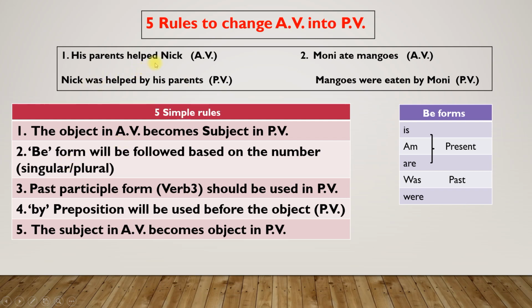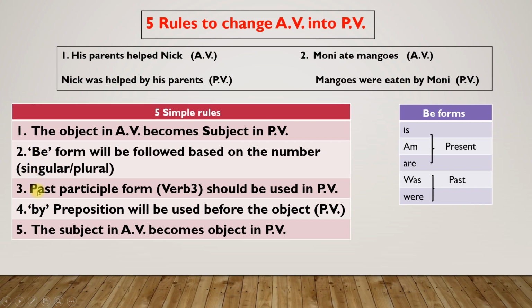See, Nick is the singular object, it becomes the subject, and according to this subject we have to add the B form. That means the auxiliary verb, right? B forms: is, am, are. Already I have given the B forms here. What are the B forms? Is, am, are. These three are used for present tense. Was, were. These two are used for past tense. Okay, so we have to use the second rule, right?